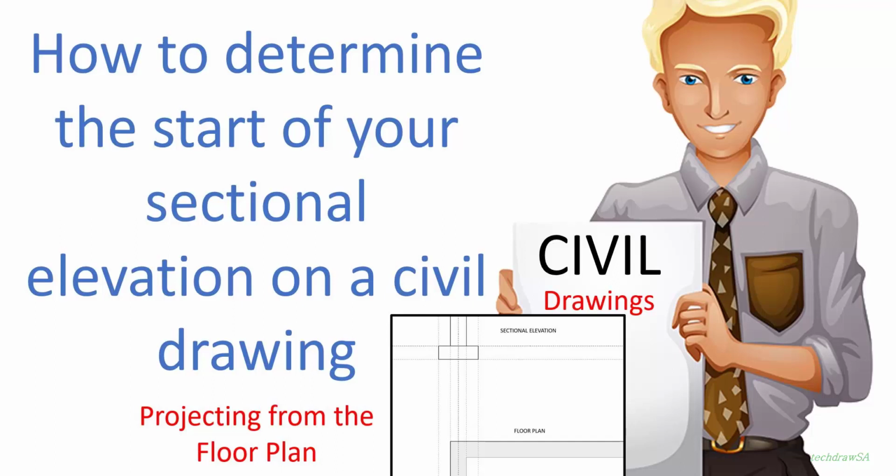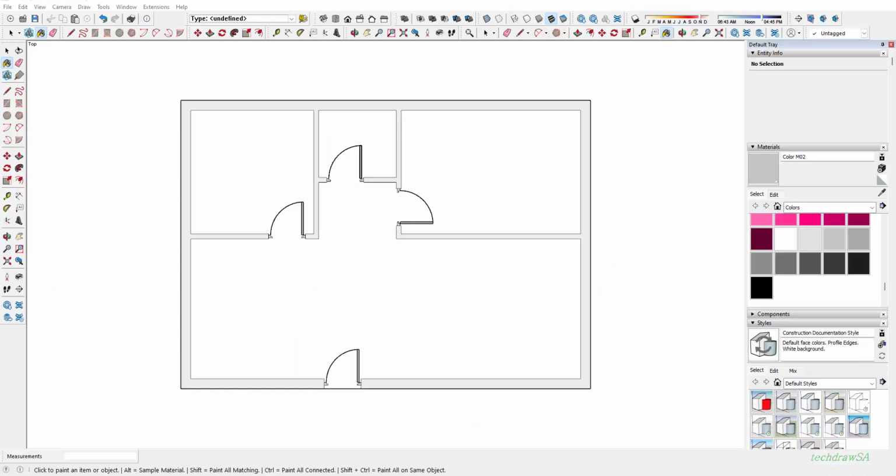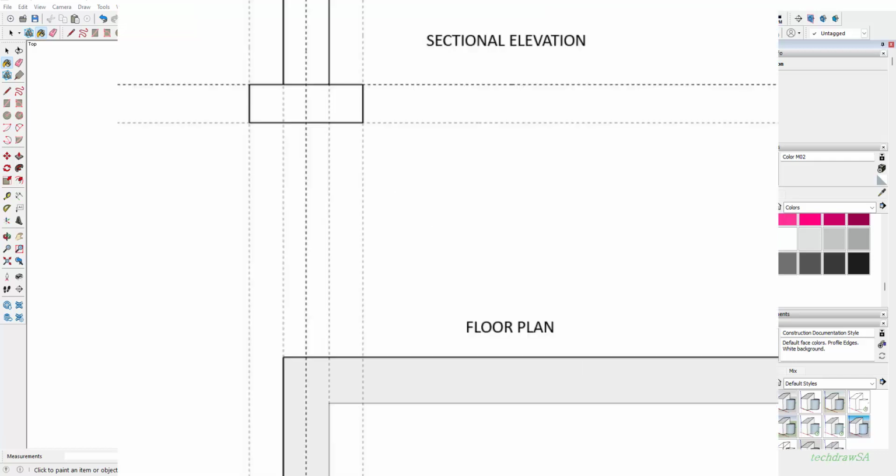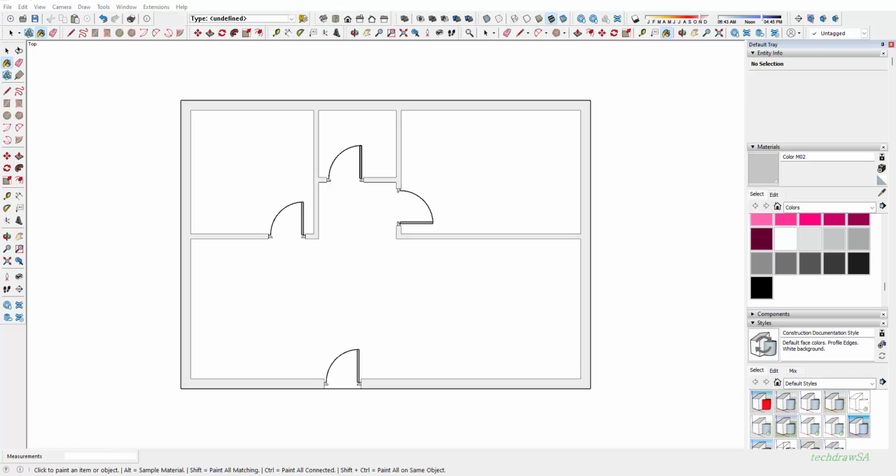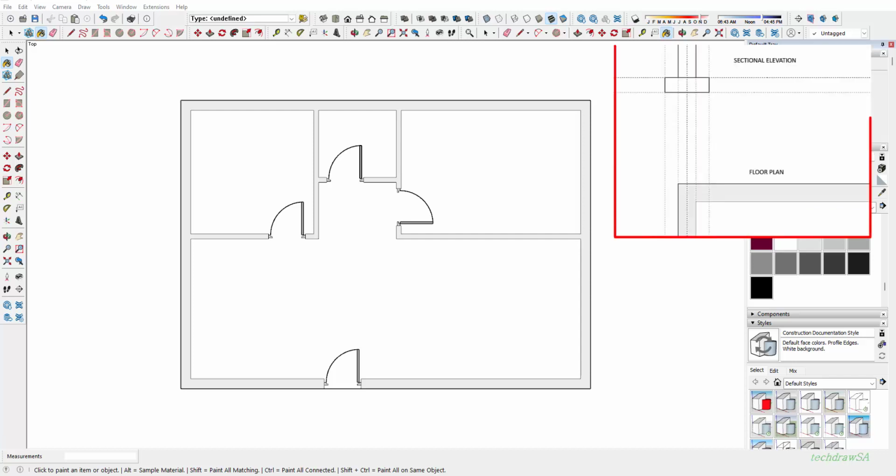In this demonstration, I want to address a common mistake that is made with the projection when making use of a floor plan to draw the distances on an elevation. So here in SketchUp, I have a basic floor plan, and I want to now use the projections from this floor plan to determine the sectional front view.